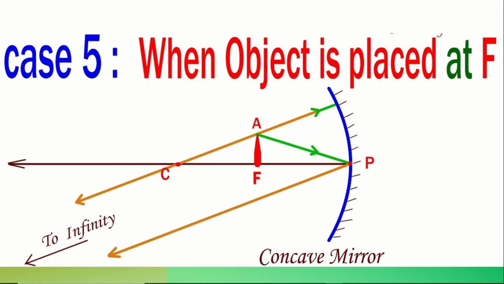Moving on to case 5. Case 5 states that when the object is placed at F, that is at the principal focus, the image will form at infinity. Here you can see that A is an object which is placed at the principal focus. There are two light rays falling onto the concave mirror from this object. When they fall on the concave mirror, they reflect, and the reflected rays will move on to an infinite region. So we can conclude here that at an infinite position, the image will be formed, which is a real and inverted image.